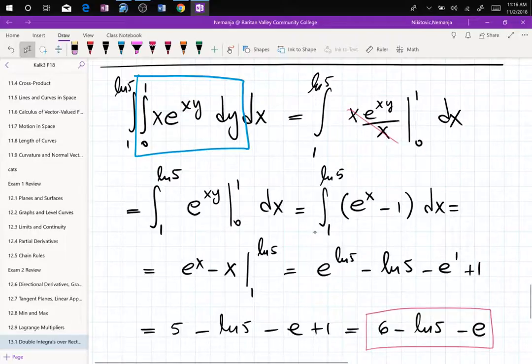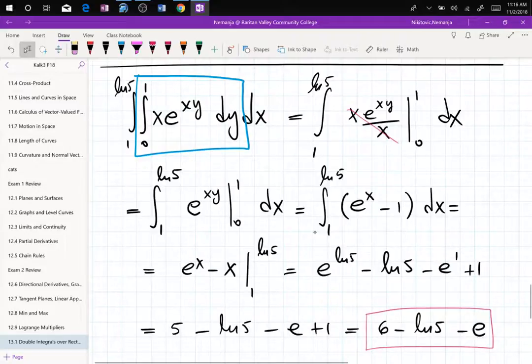Now, what would happen with this problem if the first x in front of e was y? What would happen? Yeah, the integral version of the product rule, which is called integration by parts. So you would have to do integration by parts if this was y here. So these are the things that you have to be careful about.